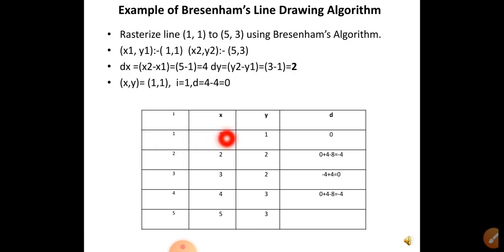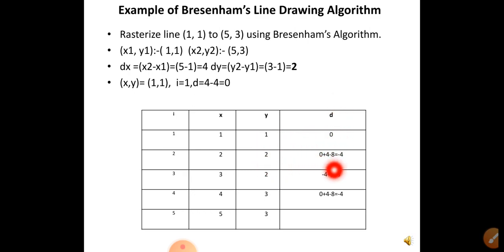this is the initial decision parameter. Now you can observe that the x value gets incremented by 1 at each step, 1 2 3 4, and the y value may or may not get incremented by 1. At the first iteration it gets incremented by 1, next 2, 3, 3. This is how Bresenham's line drawing algorithm is used. The decision parameter is equal to 0, so increment the y value by 1, to 2.